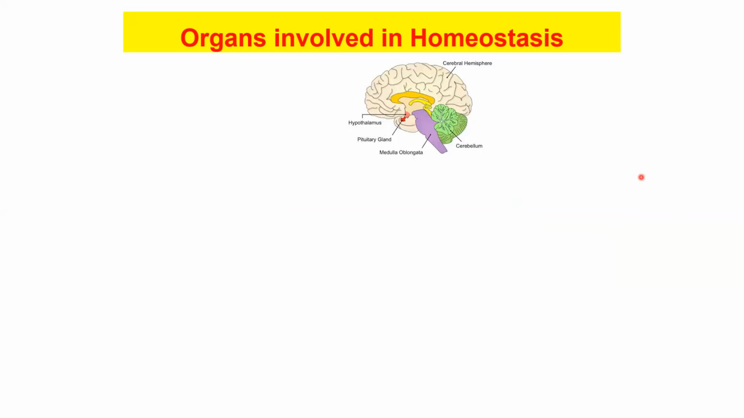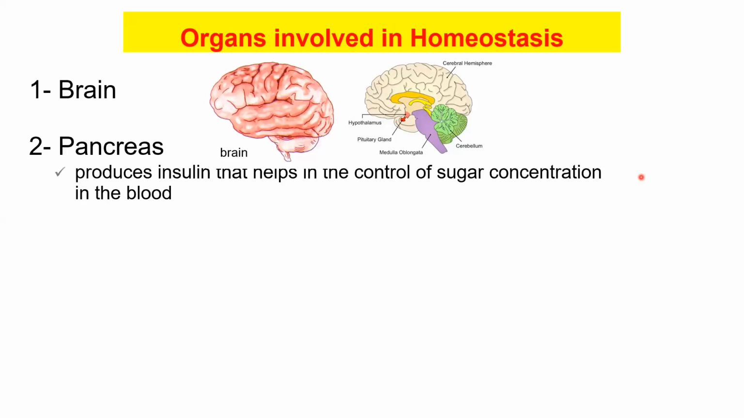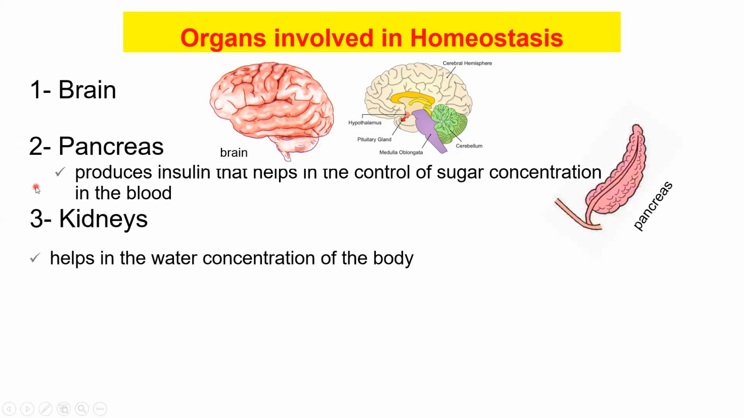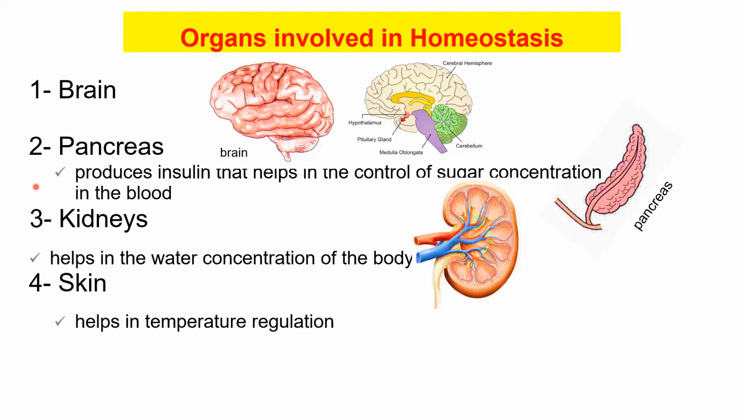Okay, now what organs are involved? The picture shows you that the brain is the main organ involved. Then there is the pancreas. In my previous video, which was about regulating the glucose level, that was short, and about the hormones, I have given a detailed description of the pancreas working. Kidneys are also there, which control the water potential of the blood, and along with that the skin does thermoregulation because it has thermoreceptors on it.